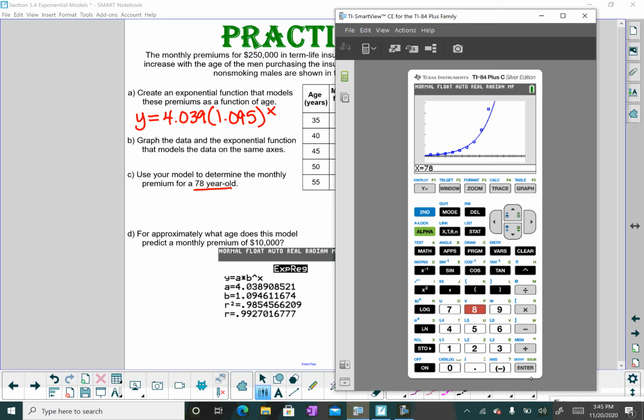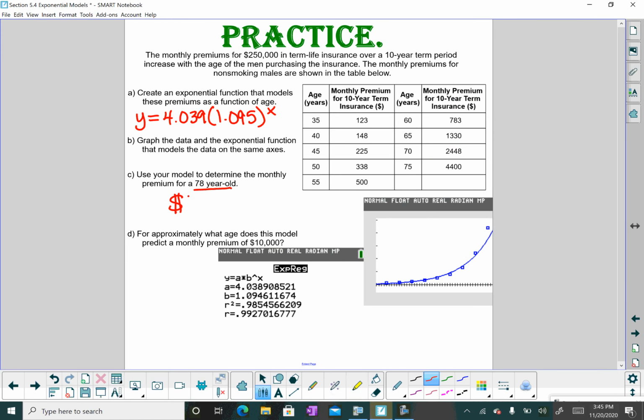is what I'm trying to calculate. And you can see there it's about $4,662 approximately. Part D, for approximately what age does this model predict a monthly premium of $10,000?